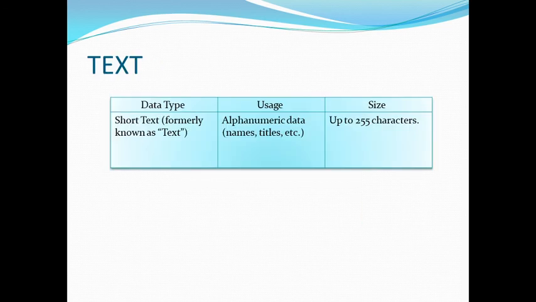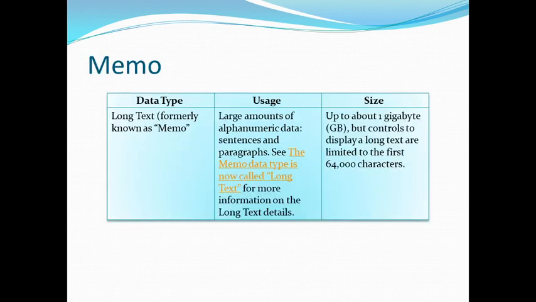In the text data type you can store only up to 255 characters, whereas in the memo data type you can store up to 64,000 characters or up to 1 gigabyte. According to your book, you can store up to 65,536 characters, fine. So if you want to store descriptive things like a description or comments or notes, you can use the memo data type for that particular field.